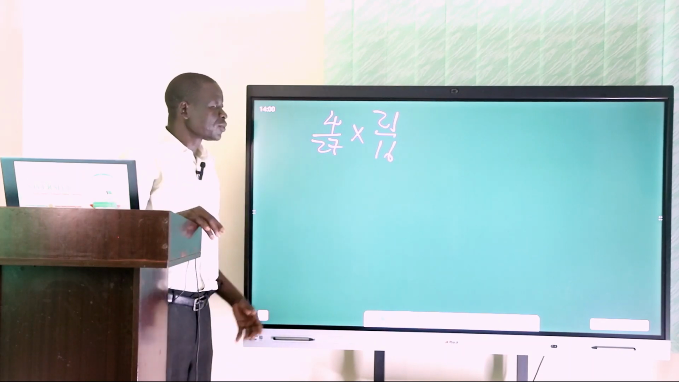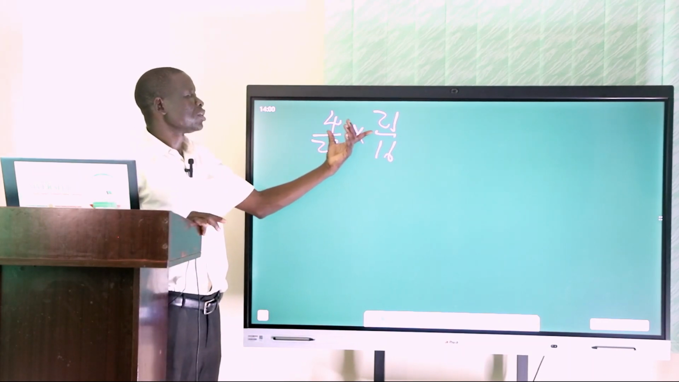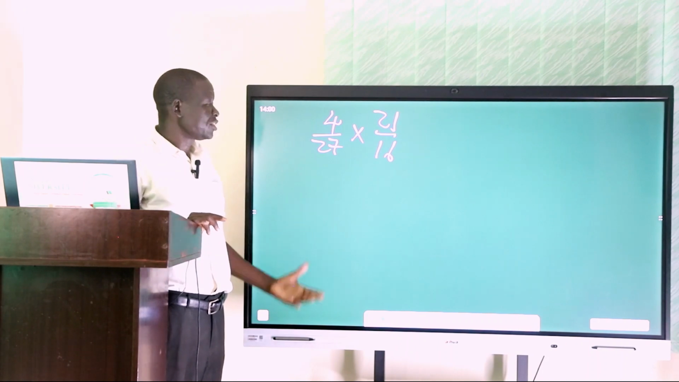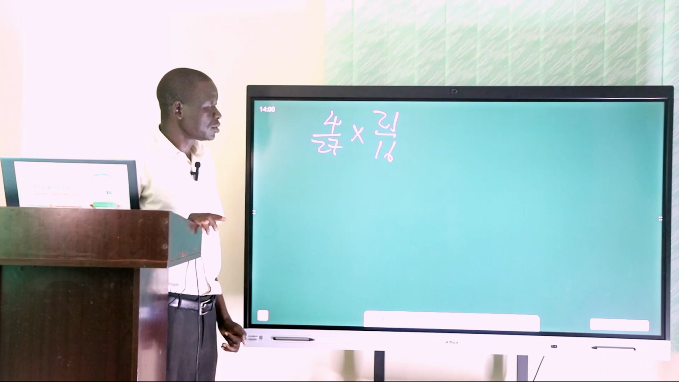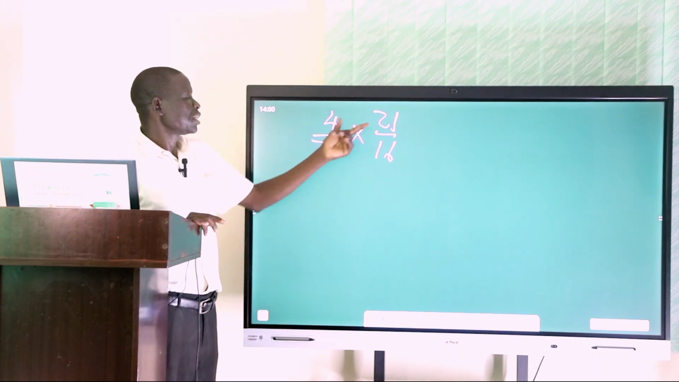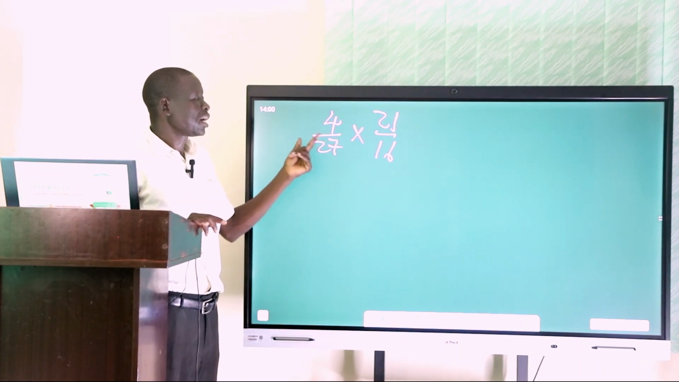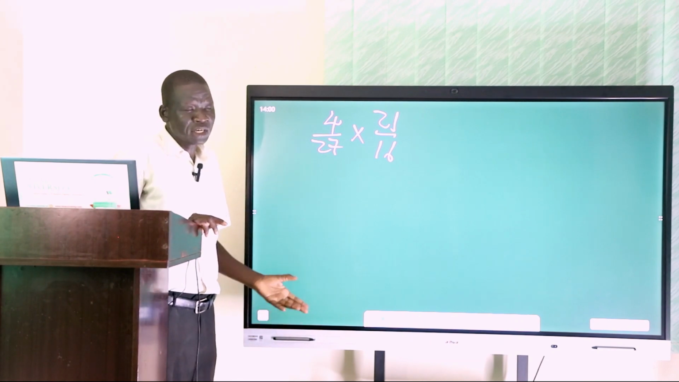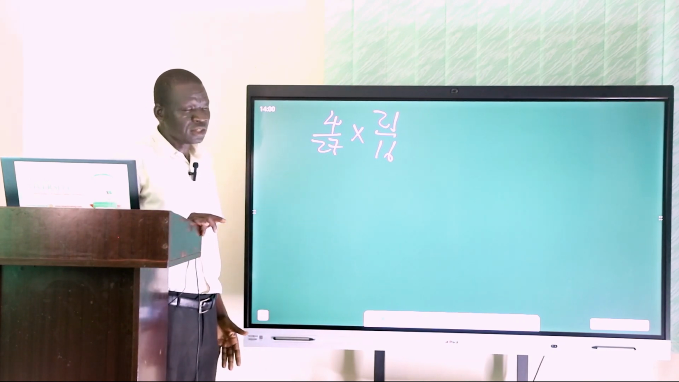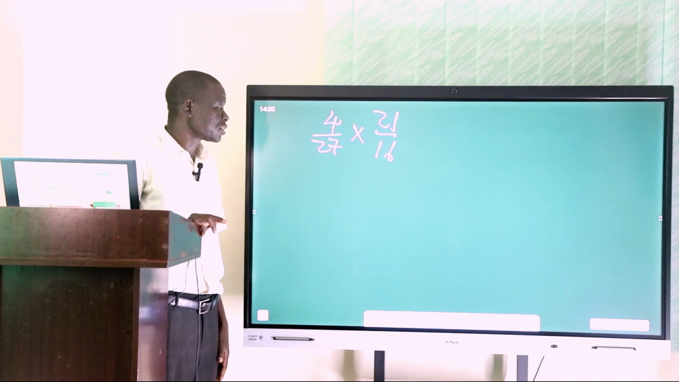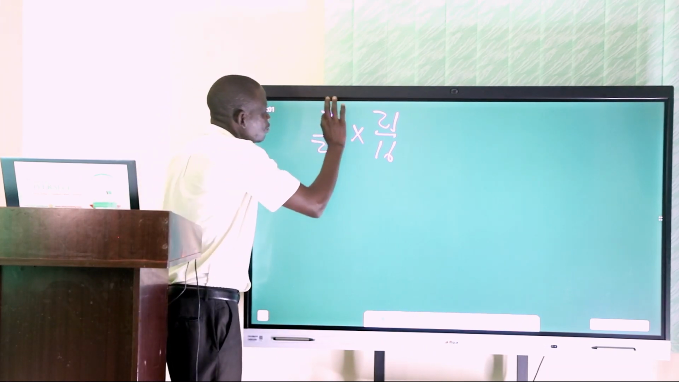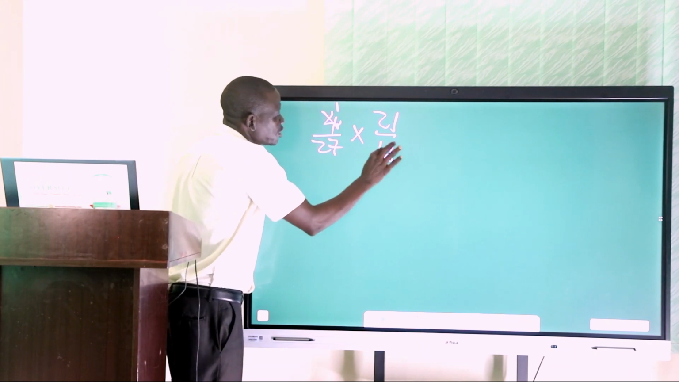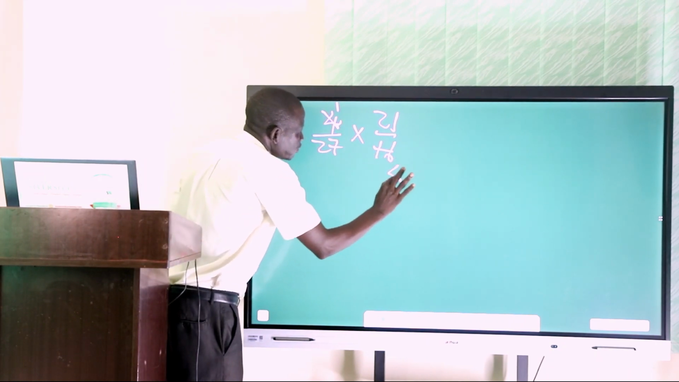So when you look at this, if you want to make matters easy, you can see that 4 is a factor of 16. Then 21 and 27 have a common factor, a number that they share in common. So we can begin by reducing them first. By 4, 16 divided by 4, we get 4.